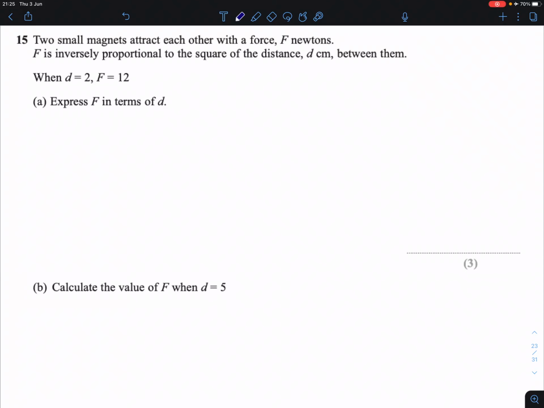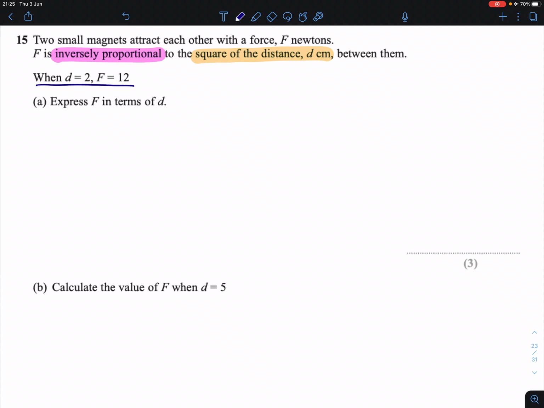Question 15. Two small magnets attract each other with a force F newtons. F is inversely proportional to the square of the distance d between them. When d equals 2, F equals 12. Express F in terms of d.